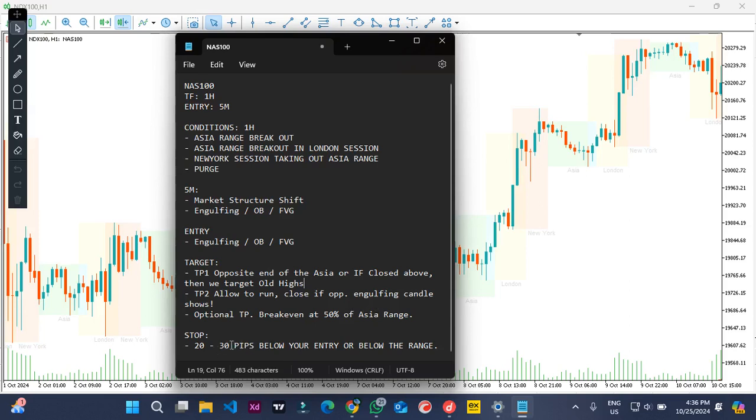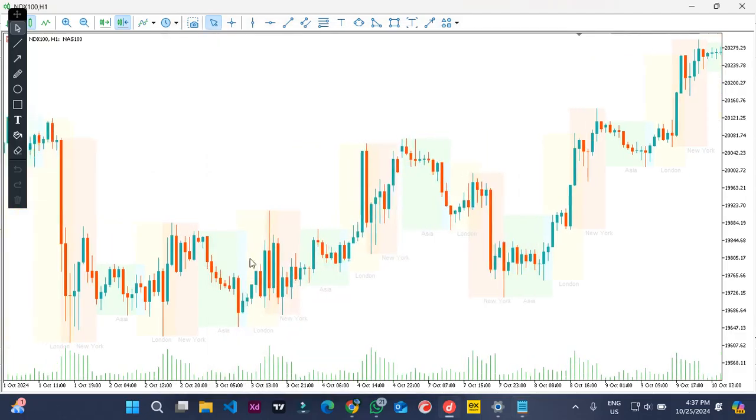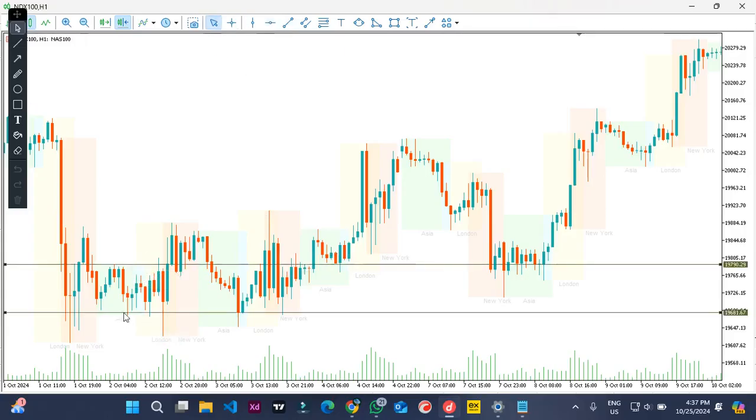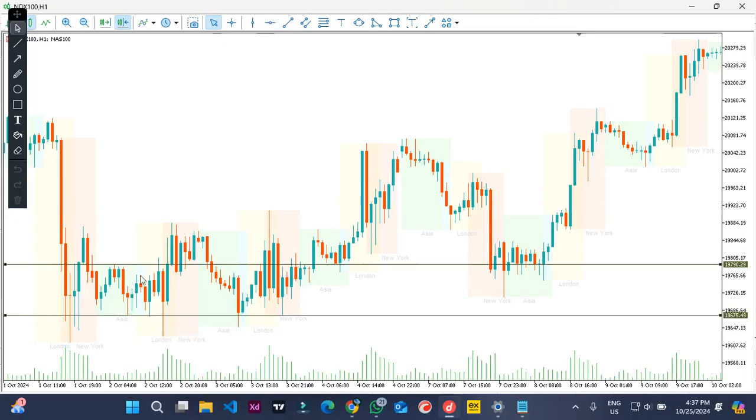What are the conditions we want to see? Asia range breakout. So let's start from here. You can see clearly that this is the Asia range. We identify this as the range. Now what happened? You can see it broke out here. The London session took out the Asia range. You can see it here. It took out the Asia range.